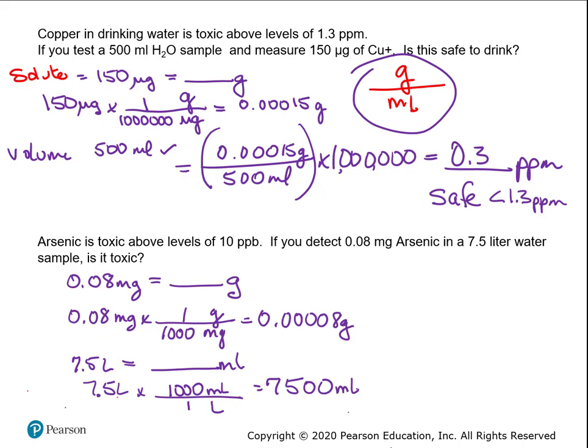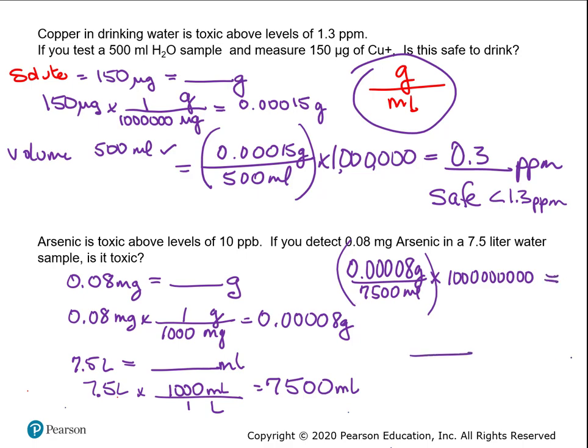So now I got my grams, and I've got my milliliters. So I've got to put them together. So 0.00008 grams divided by 7,500 milliliters. And then whatever that is, multiply it times a one with nine zeros after it. So that's a billion. 0.00008 divided by 7500 times 1, 2, 3, 4, 5, 6, 7, 8, 9. What'd you get? 10.5555556 parts per billion.